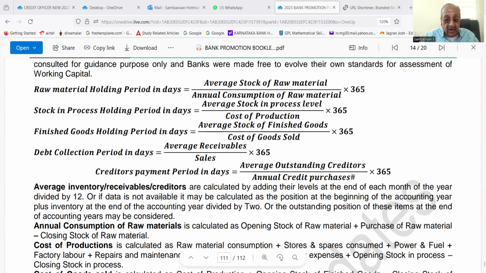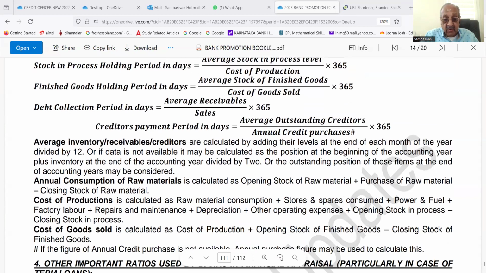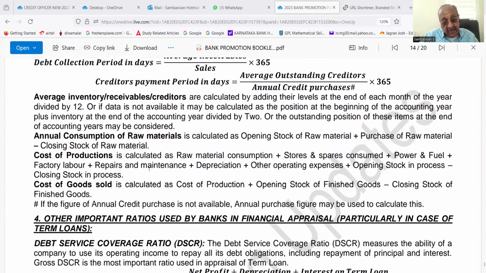Average inventory, receivables or creditors are calculated by adding their levels at the end of each month of the year divided by 12. Or if data is not available, it may be calculated as the position at the beginning of the accounting year plus the position at the end of the accounting year divided by 2. Or the outstanding position of these items at the end of the accounting year may be considered.